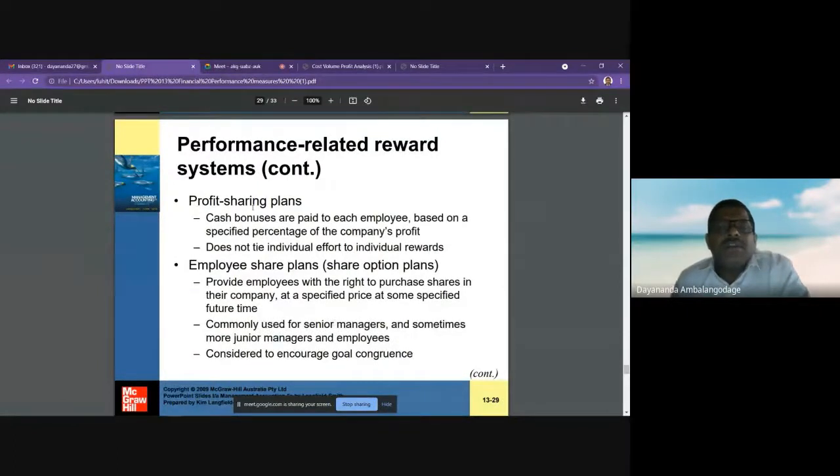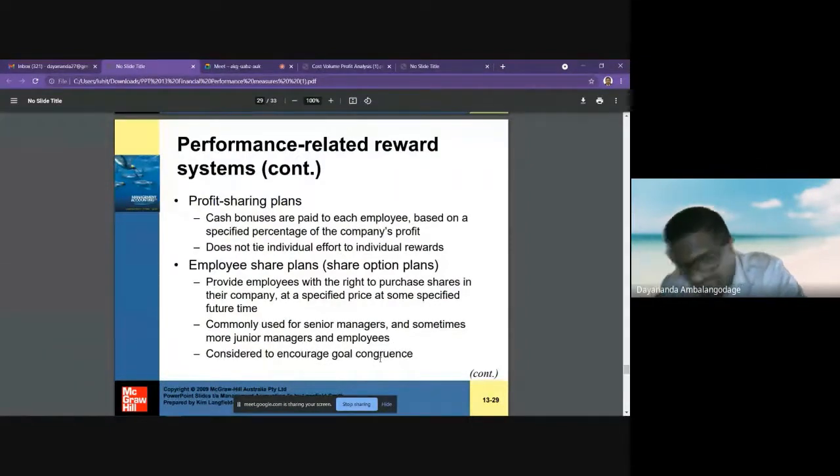Performance-related profit sharing plan. Cash bonuses are paid to each employee based on a specific percentage of company profit. Does not tie individual efforts to individual rewards. Okay. Employee share plan. This is different from the profit share plan. Provide employees with the right to purchase shares in their company at a specific price at a specified future time. Commonly used for senior managers, sometimes more junior managers and employees, considered to encourage goal congruence.